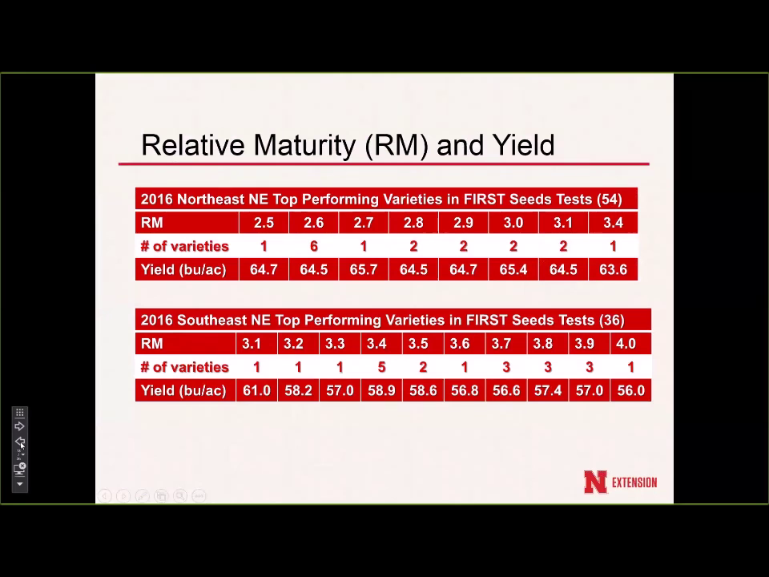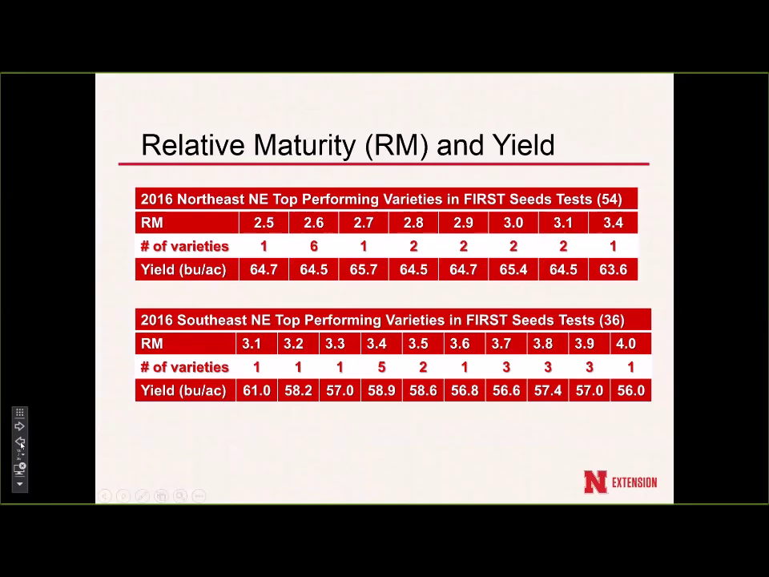So for Northeast Nebraska, 54 varieties total. Out of those, here's how the top performing varieties fell out. 2.5 on average, we only had one in that group, at 64.7. 2.6, we had 6 varieties in that top performing yield group, at 64.5, and we keep going all the way here: 3.4, 3.1, 64.5, and 63.6. Any trend? Notice anything there? It's pretty flat, isn't it? It hops up and down because we have different averages for those varieties.